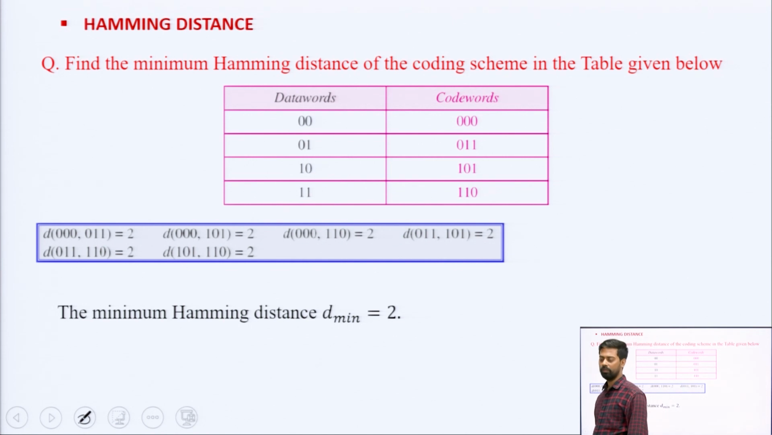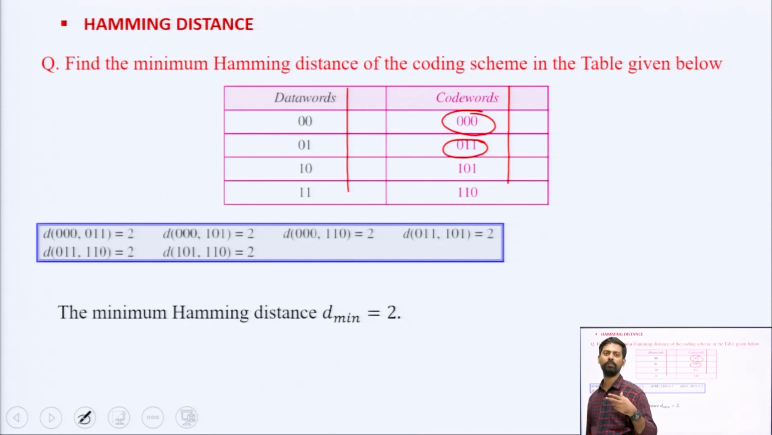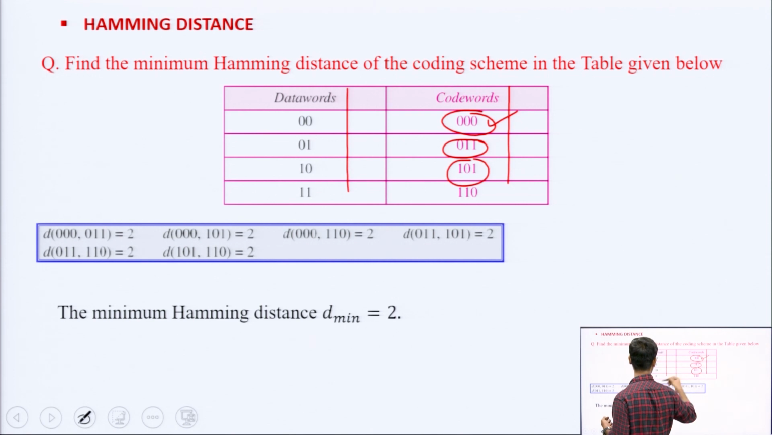So how do we find the minimum Hamming distance for this question? What is the question? Find the minimum Hamming distance of the coding scheme given below. Here we have data words and here we have code words. From 000 to 011, two bits are changing, that's why the Hamming distance between code words 000 and 011 is 2. Similarly, for 000 and 101, it is also the same, two bits are changing. For any two code words, two bit positions are changing, that's why the minimum Hamming distance is 2.